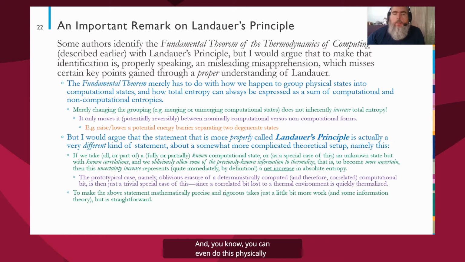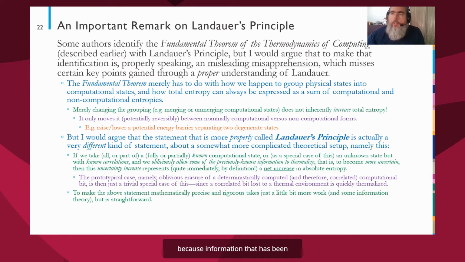And you can even do this physically by, say, raising or lowering a barrier between two degenerate states or sets of states. And that's all well and good, but simply moving entropy between the two forms does not necessarily increase total entropy. And some authors have pointed this out and used it as a critique of Landauer. Well, I would argue they're actually missing the whole point of Landauer's principle, which is that it is talking about not just movement of real entropy from computational to non-computational forms, but it's talking about erasure of computed information.